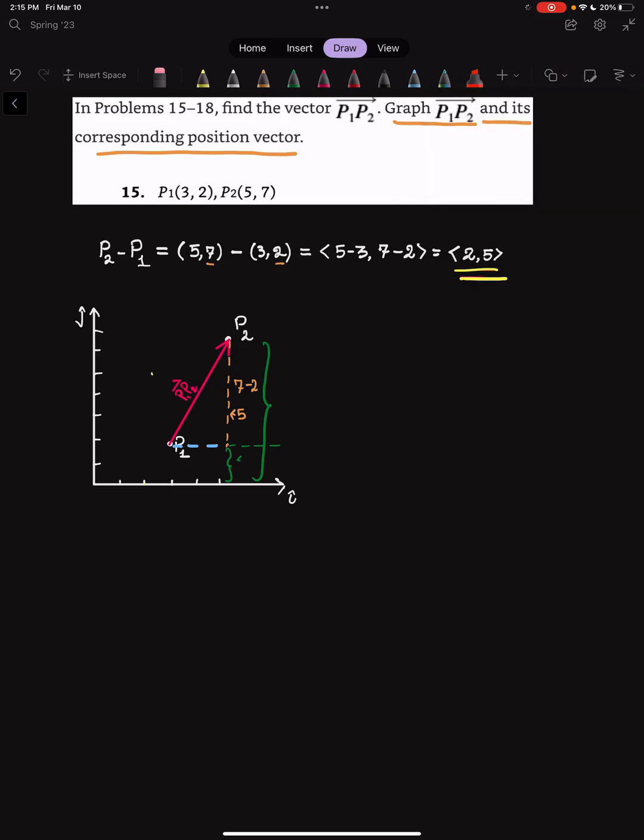So that would be your corresponding position vector, because now the coordinates of this vector also give me the position of the head, and that's why it's called a position vector. So the position vector is not the same thing as P1P2. The position vector is the specific equivalent vector to P1P2 that's starting from the origin.